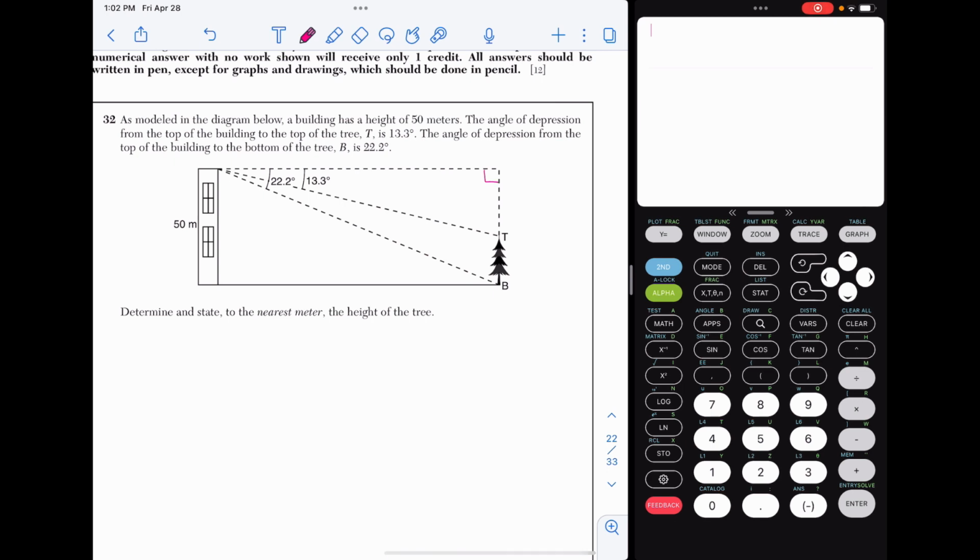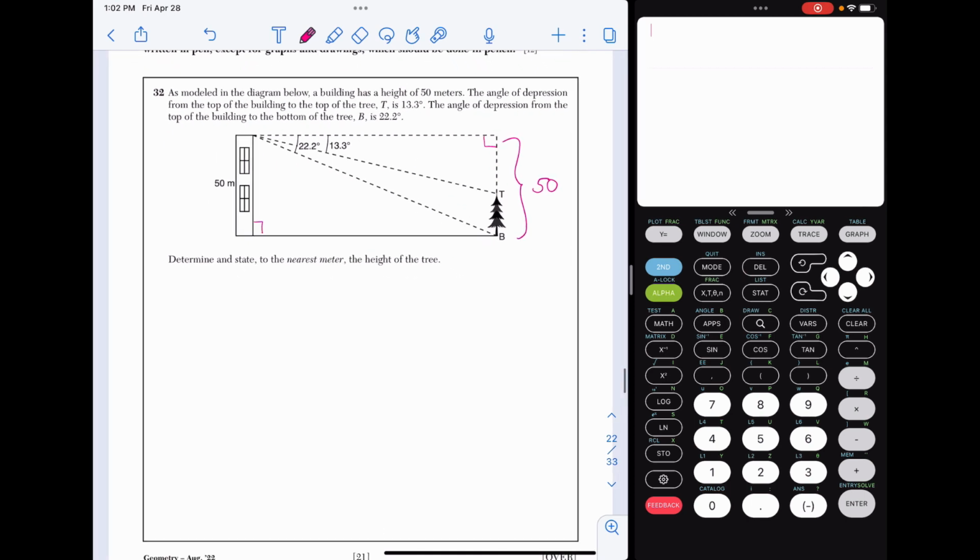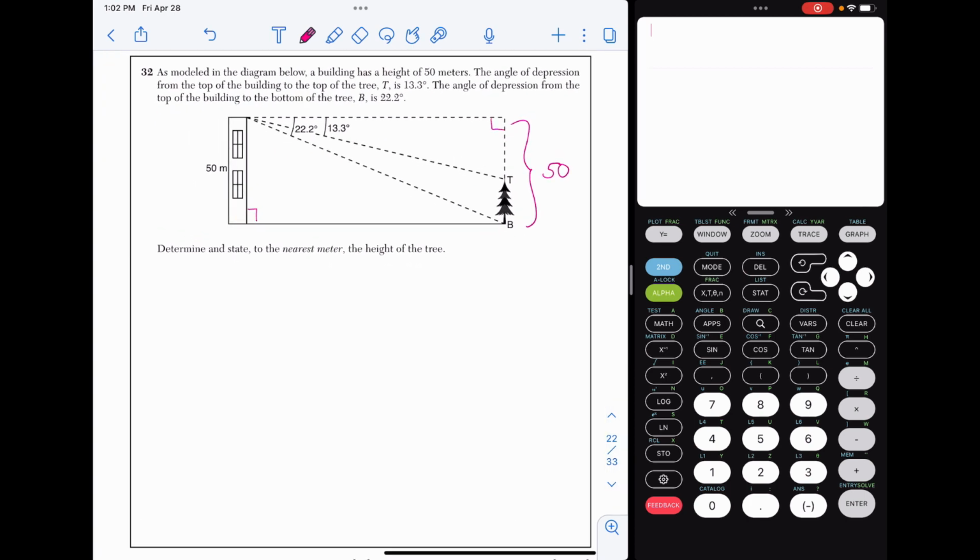So what I'm going to do is mirror that right angle from down here up at the top. And I'm actually going to copy over the 50 meters as well. Basically looking at this picture in terms of a big rectangle. What I'm also going to do is just draw the pictures separately.